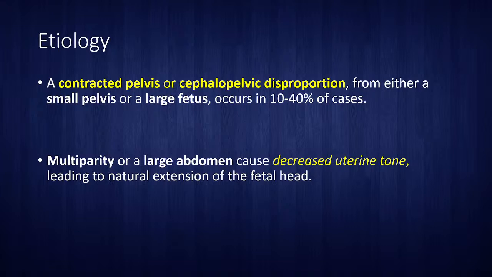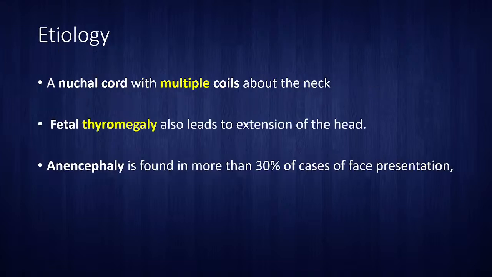So etiology is one, contracted pelvis or CPD, or multiparity, large abdomen, decreased muscle tone, that can cause decreased uterine tone, and in that case there will be chances of extension of the fetal head.